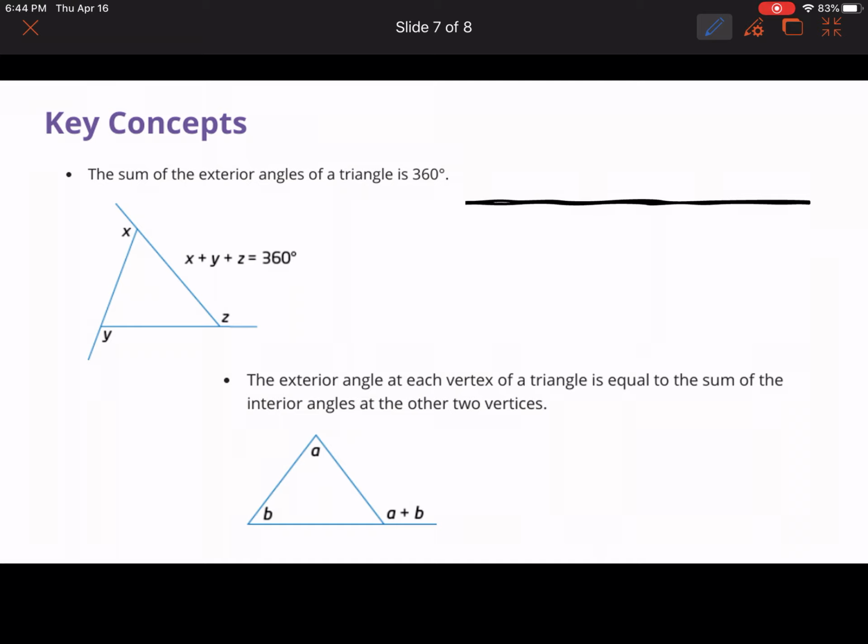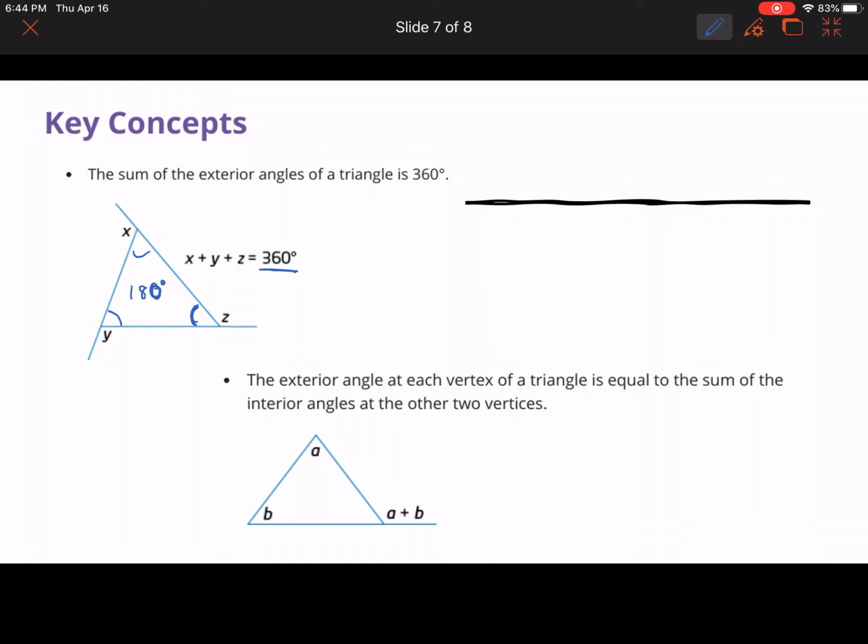So we know that internal angles are going to all equal 180. Something else that I don't think was in your getting to know part is their complementary angles on the outsides, so X, Y, and Z, are going to equal 360 degrees.